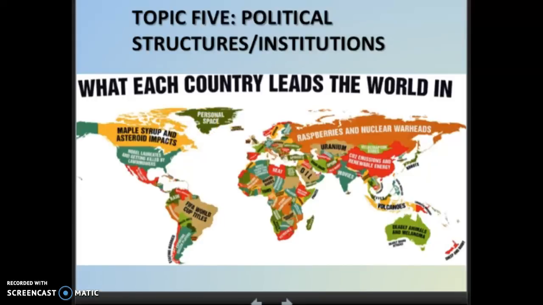Topic 5, Political Structures and Institutions. Since these notes are very much a review of the concepts that we went over in United States government and politics, you do not need to write the notes word for word. Instead, listen to the notes and then use what you hear as a way to complete the charts and discussion questions that I gave you on the guided notes worksheets.